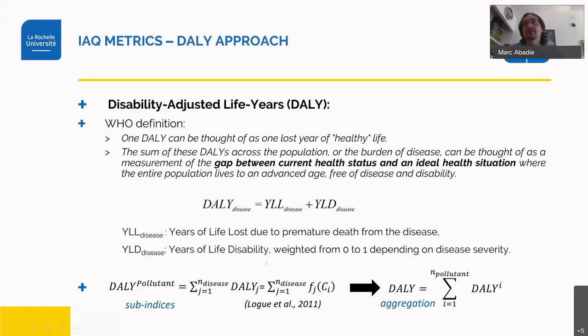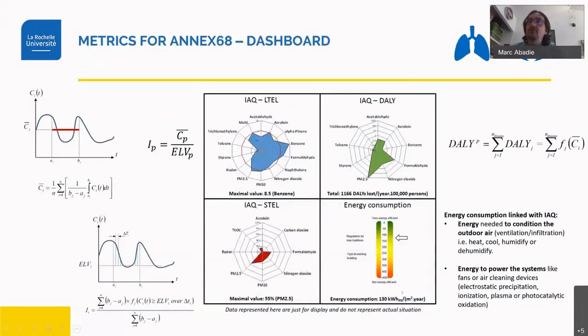So we ended up with this representation of indoor air quality and energy consumption for the annex, for the residential buildings. Actually, we ended up with 3 indoor air quality indices. The first 2, the blue and the green one, are for long-term effect, and the red one is for short-term effect. And the energy, we connected it only to the energy consumption connected with indoor air quality. That means we connected with ventilation, filtration, and cleaning devices if they are present.